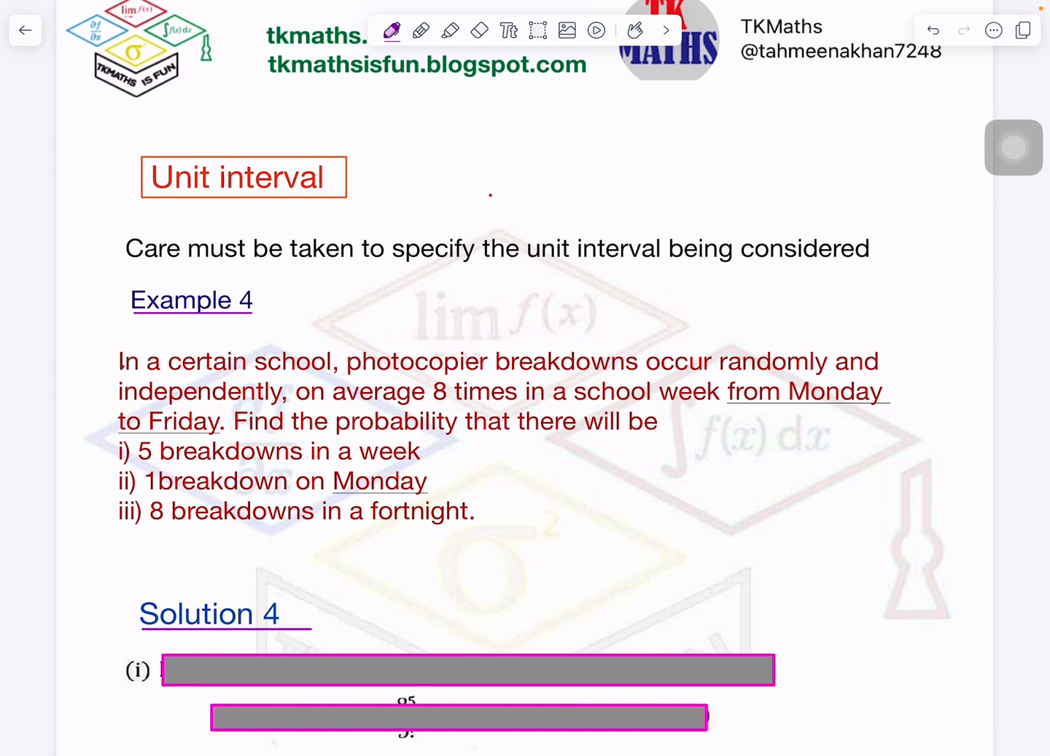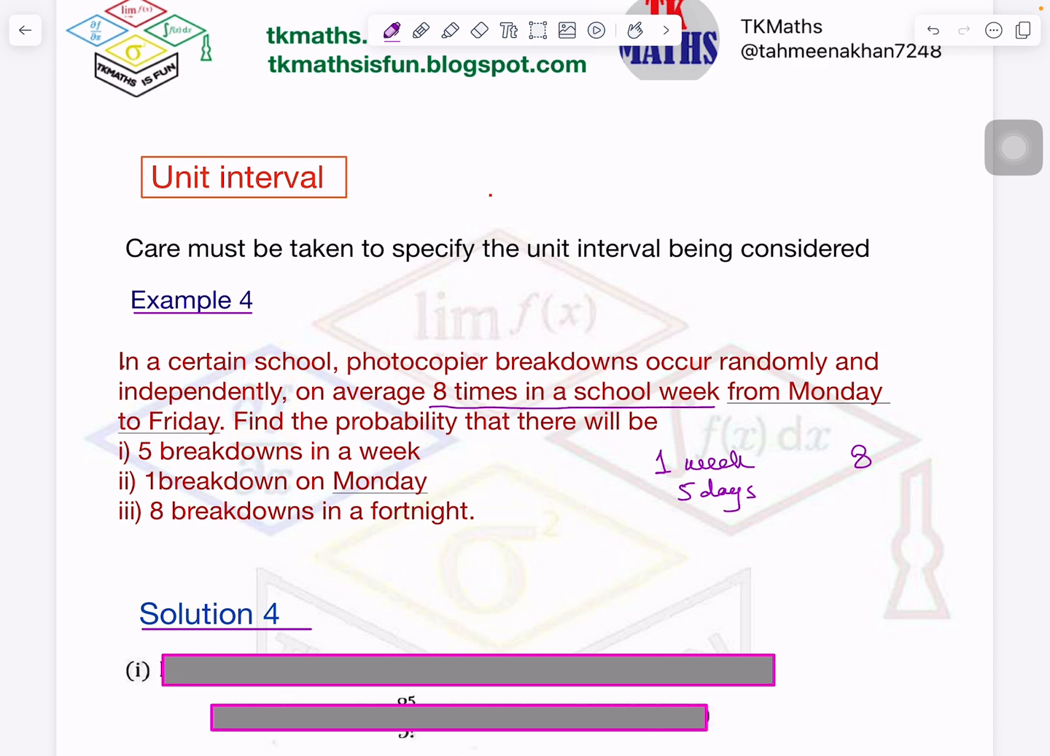In a certain school, photocopier breakdowns occur randomly and independently, on average 8 times in a school week, Monday to Friday. When I say Monday to Friday, how many days am I talking about? 5 days, right? So what idea did you get? When the question is talking about 1 week, it means 5 days. And how many times does the photocopier break down? 8 times. So this is your mean in 1 week.